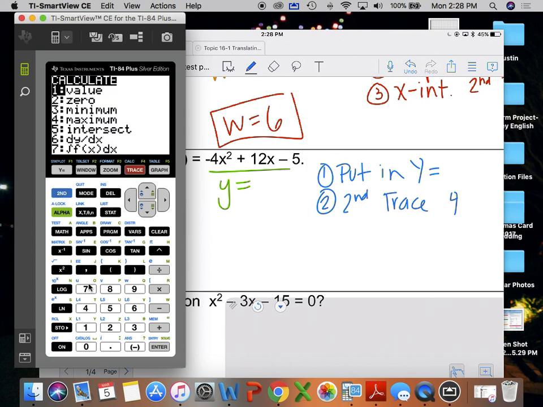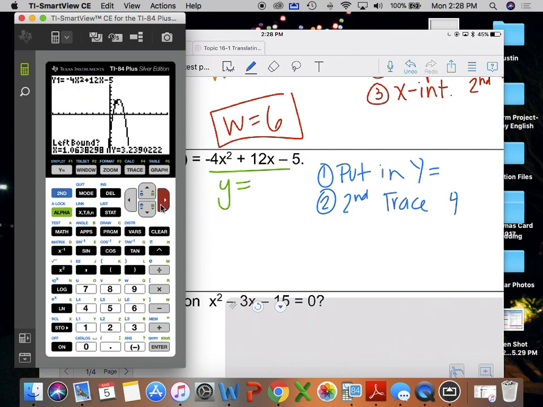So second trace 4. I move to the one I want. It's about there. Move to the left. Enter. Move to the one I want. Move to the right. Enter, enter. And my vertex is 1.5, comma 4.